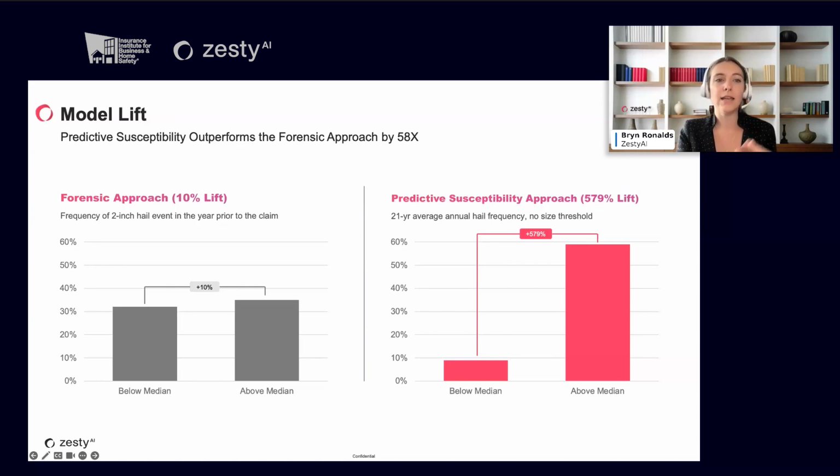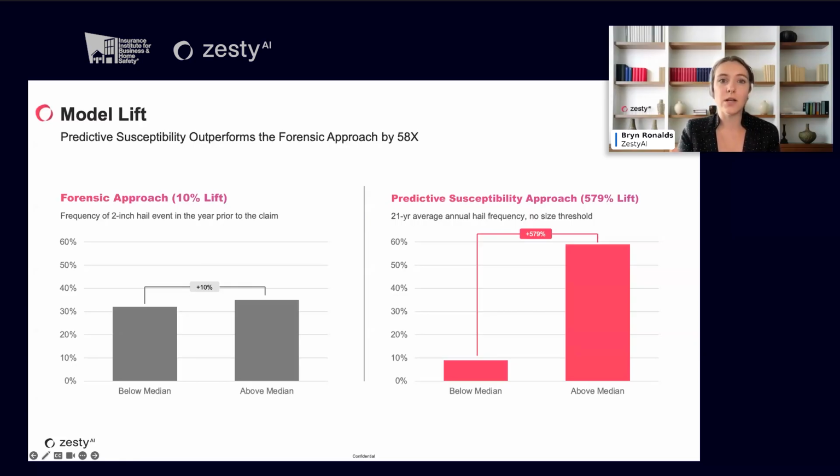So if we look at how many hail claims fell below the median of hail risk and how many hail claims fell above, we're only seeing about 10% lift. This isn't great. Obviously, this is a very simplified view of this approach, but it's still rather telling. We're missing information here. And in fact, when looking at the data, about 45% of the hail claims within the data set did not have one of these big significant hail events in the year prior to the event.